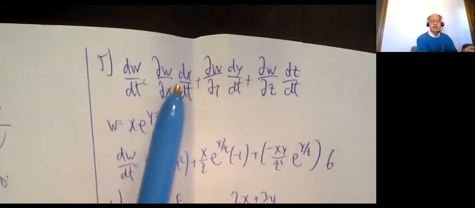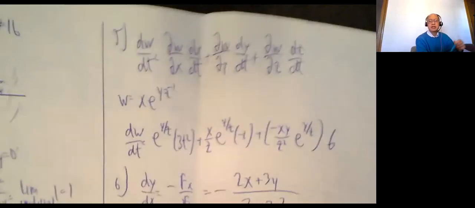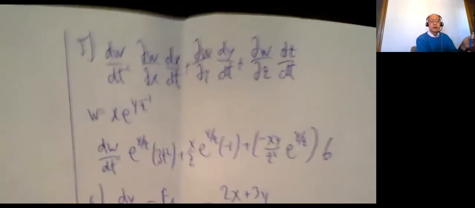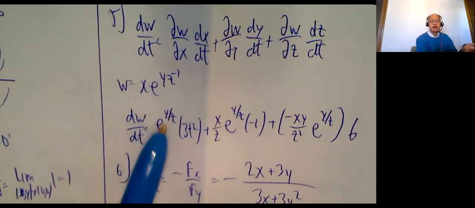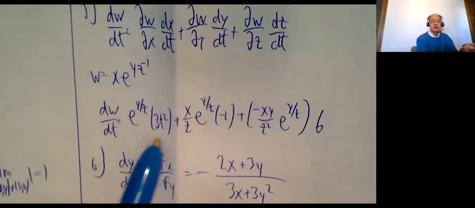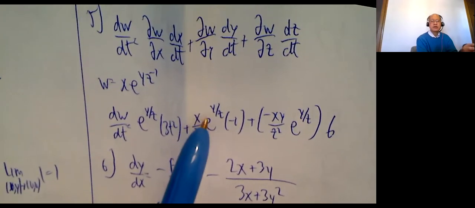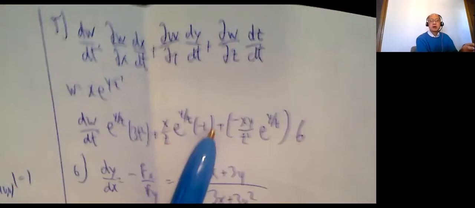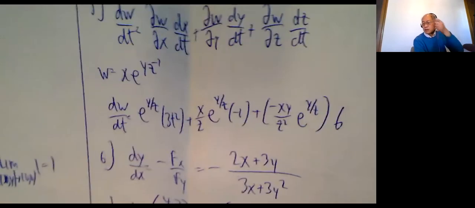9. Number 5, dw/dt is the partial of w with respect to x times dx/dt plus the partial of w with respect to y times dy/dt plus the partial of w with respect to z times dz/dt. Okay, and w is x e to the y z to the negative 1. So dw/dt: the partial with respect to x is e to the y over z times dx/dt, 3t squared. Partial with respect to y, x over z e to the y over z times dy/dt, which is negative 1. And then the partial with respect to z is negative x y over z squared e to the y over z times dz/dt, which is 6.